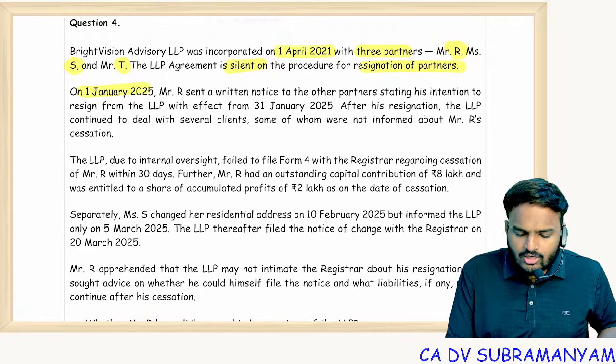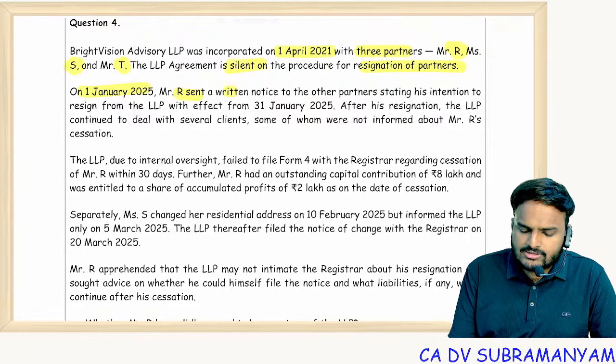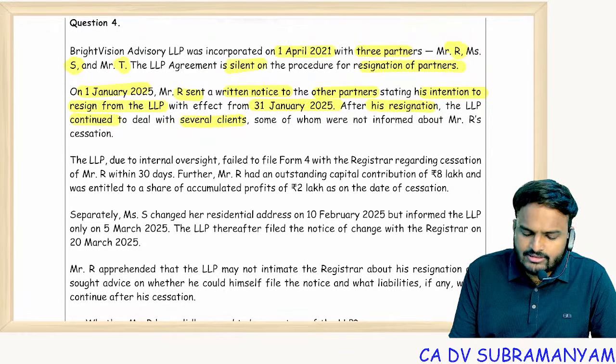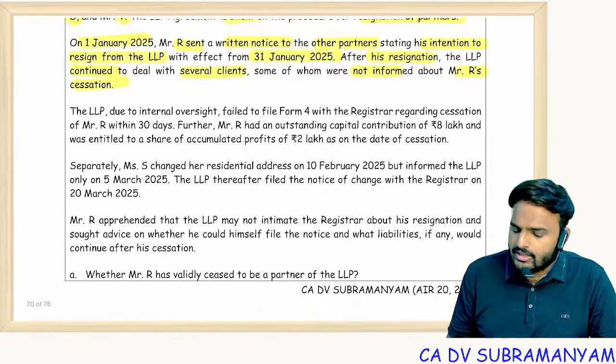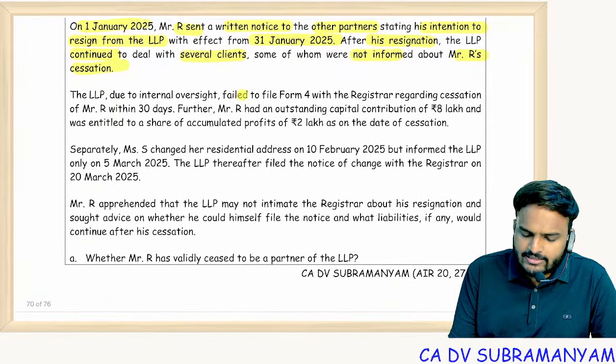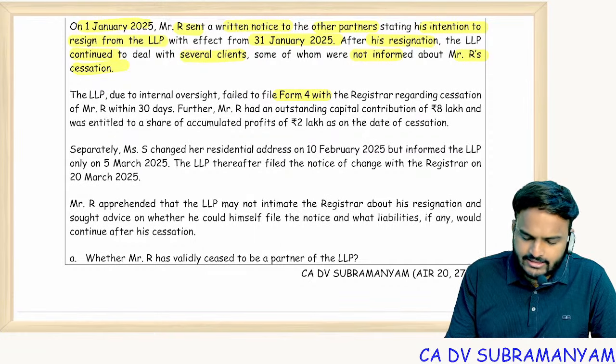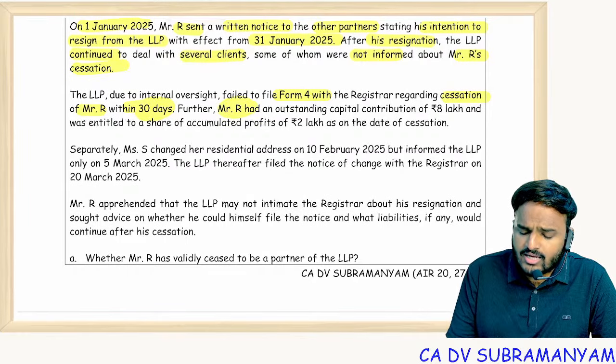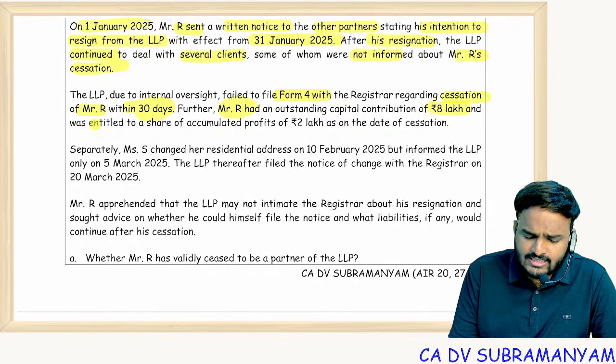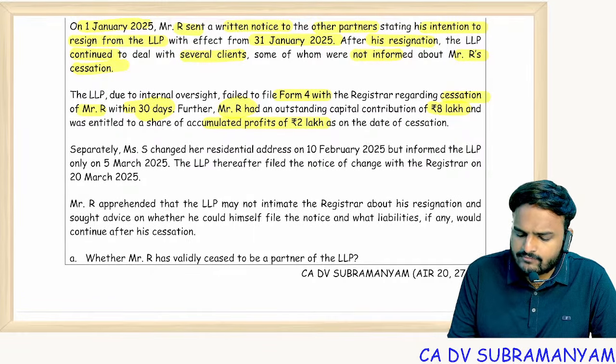On 1st January 2025, Mr. R sent a written notice to the other partners stating his intention to resign from the LLP with effect from 31st January 2025. After his resignation, the LLP continued to deal with several clients, some of whom were not informed about Mr. R's cessation. The LLP, due to internal oversight, failed to file Form 4 with the registrar regarding the cessation of R within 30 days. Further, Mr. R had an outstanding capital contribution of 8 lakhs and was entitled to a share of accumulated profits of 2 lakhs. Total how much? 8 plus 2, 10 lakhs.